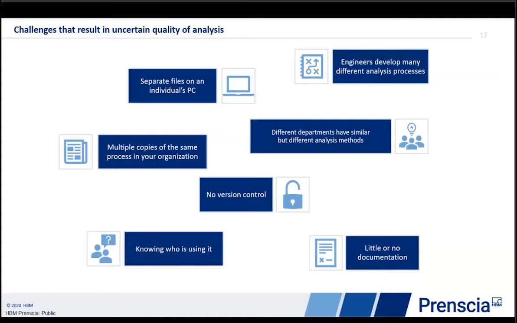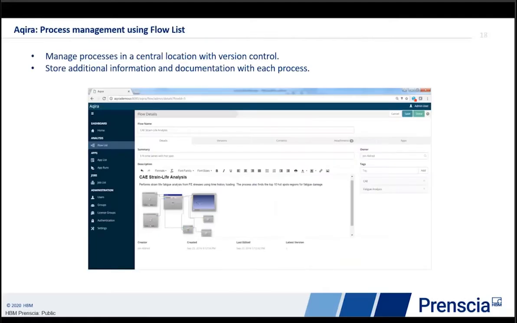There's a lack of control over the analysis processes, and companies do their best to do this manually. But what Aqira provides is a way of standardizing analysis such that not only can you run nCode over the web, which we'll look at in a second, but you can also standardize, share and version control processes between users. Aqira has a concept of a flow list, which enables process management. So it enables you to manage processes in a central location with version control. You can also store additional information and documentation with each of those processes.